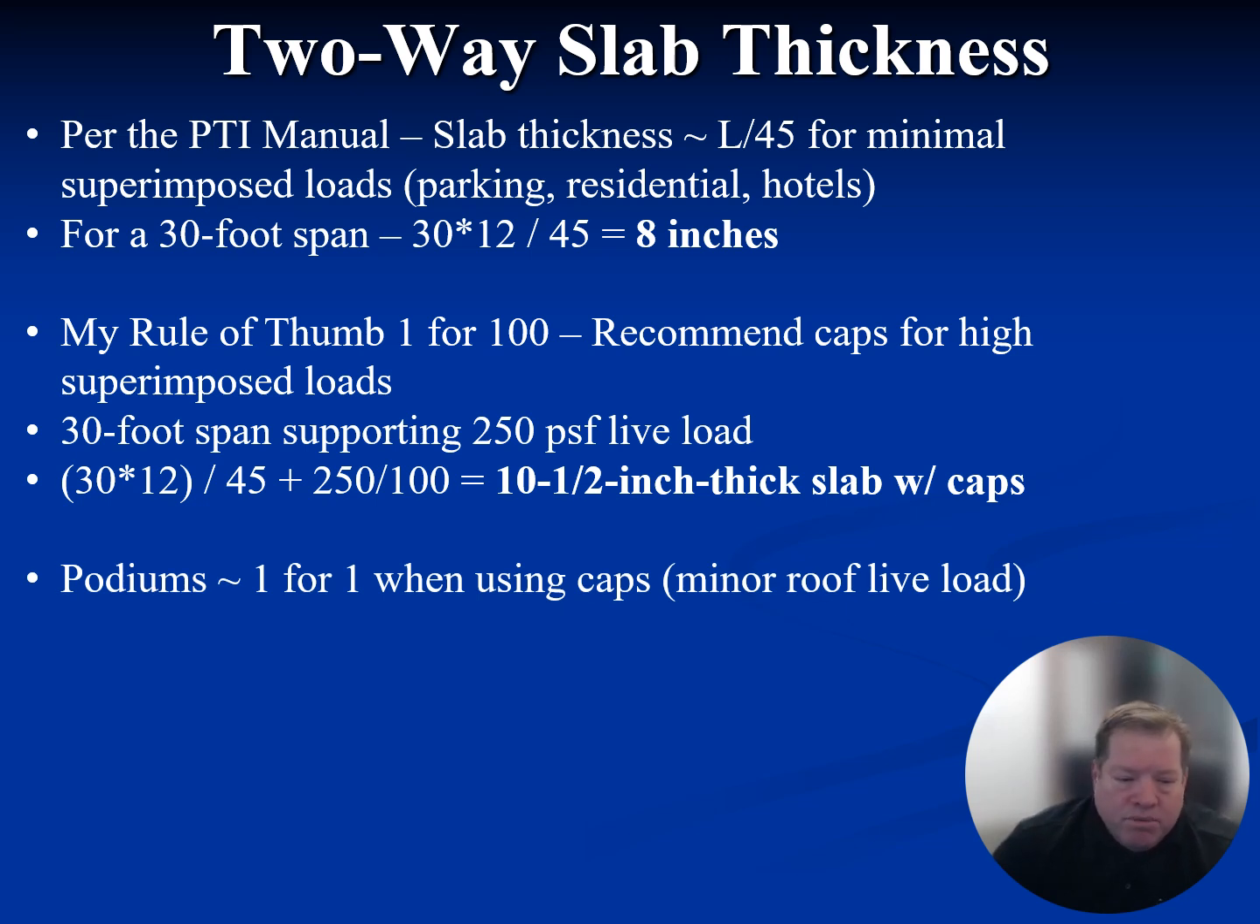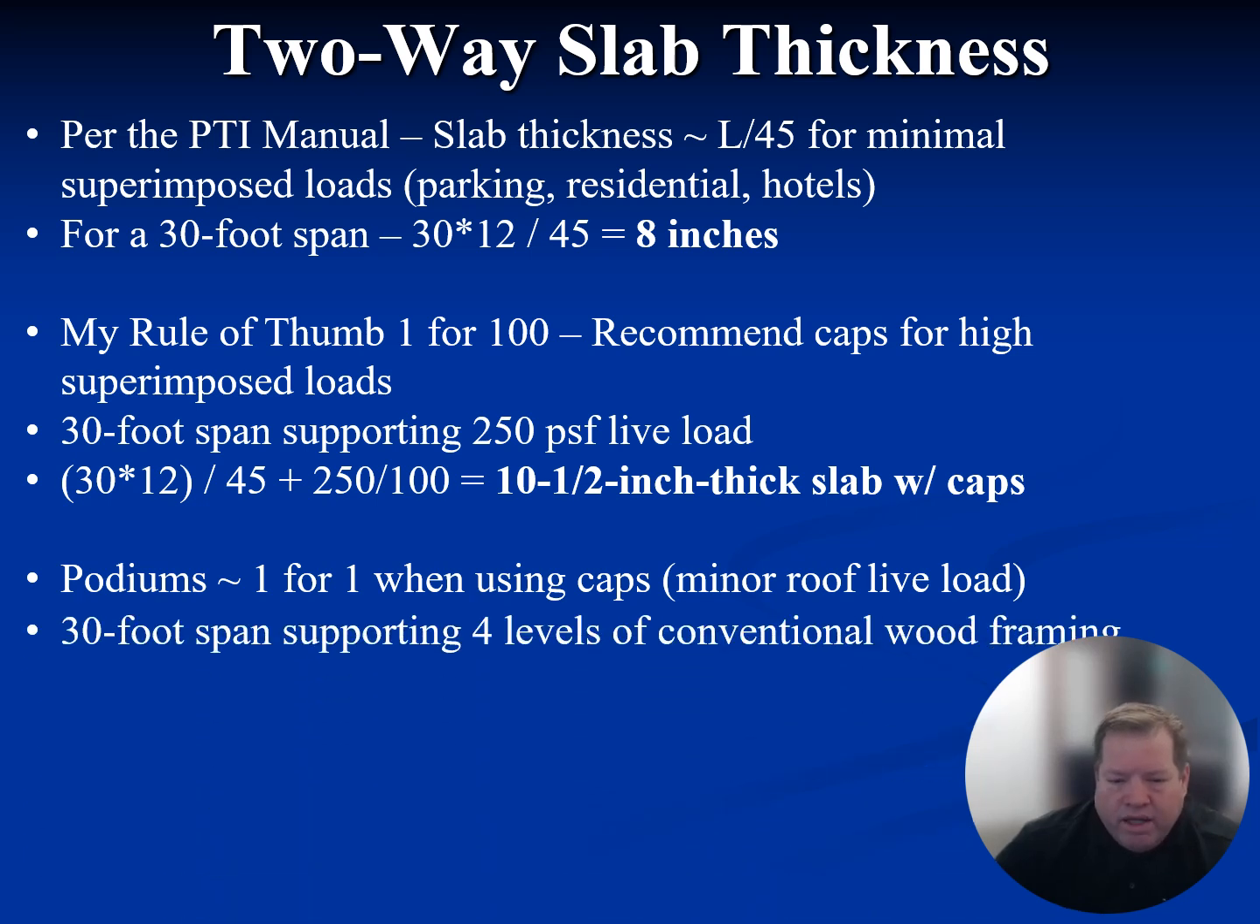When doing podium structures where you have a slab that is going to support typically a 4 to 5 story wood structure, I use effectively a 1-to-1 ratio, also using caps, and this is assuming minimal roof live load, the typical 20 pounds a square foot. Now, if you're in a high snow area, obviously adjust accordingly. If you have 75 pounds a square foot of snow, that's obviously a lot more than 20. But typically for each level of wood framing, I add 1 inch of thickness.